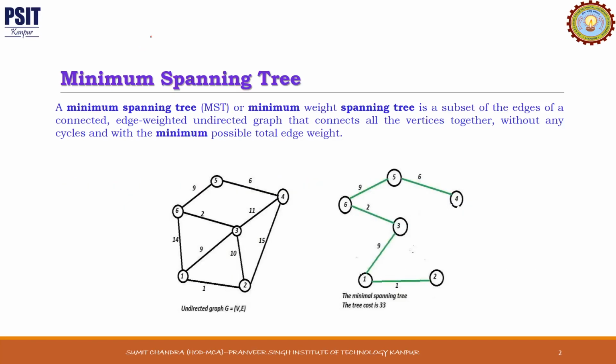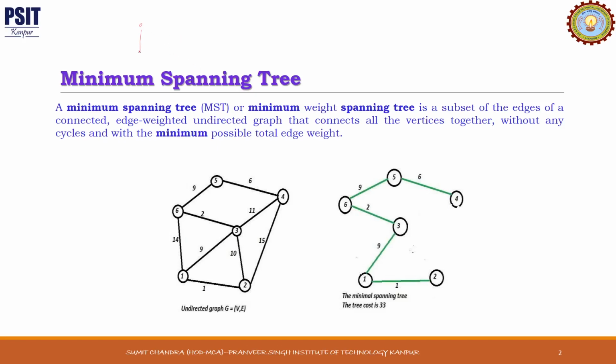In today's lecture, we are going to study about minimum spanning tree. So, what is a minimum spanning tree? As per definition, it is a minimum weight spanning tree. It is also called minimum spanning tree. It is applicable on connected, edge-weighted, undirected graph. It connects all the vertices without any cycle with minimum possible total edge weight.